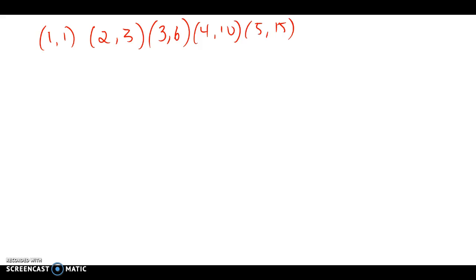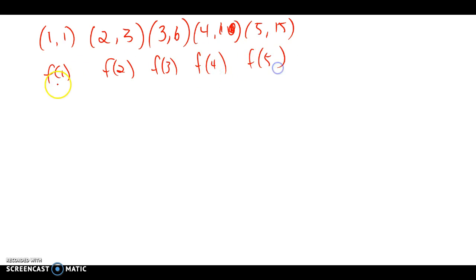All right, we're going to do a finite difference problem using this set of points, okay? And we said as long as your x are consecutive, this can work. So really my f of 1, f of 2, f of 3, f of 4, f of 5: 1, 3, 6, 10, 15.